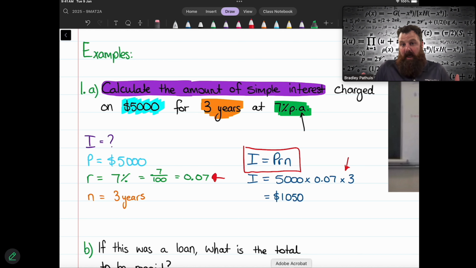So that becomes our working out. That's the important part I need to see you have written down. And our answer gives us $1,050. So that meant that $5,000 earned $1,050 worth of interest in 3 years. But this was only part A of a question. Let's look at part B.